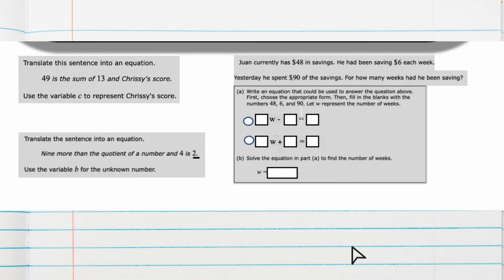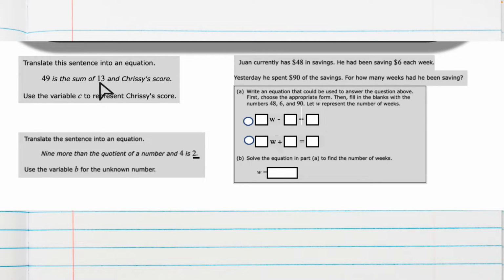So we have: translate this sentence into an equation. 49 is the sum of 13 and Chrissy's score. So you always want to read the problem more than once just to make sure that you've heard everything. The first time you hear it, we're gleaning information really quick. So we have some numbers here. I have an operation word. There's Chrissy's score. So I just get some basic information. The second time I read it, I want to be a little bit more specific. So 49 is the sum of 13 and Chrissy's score.